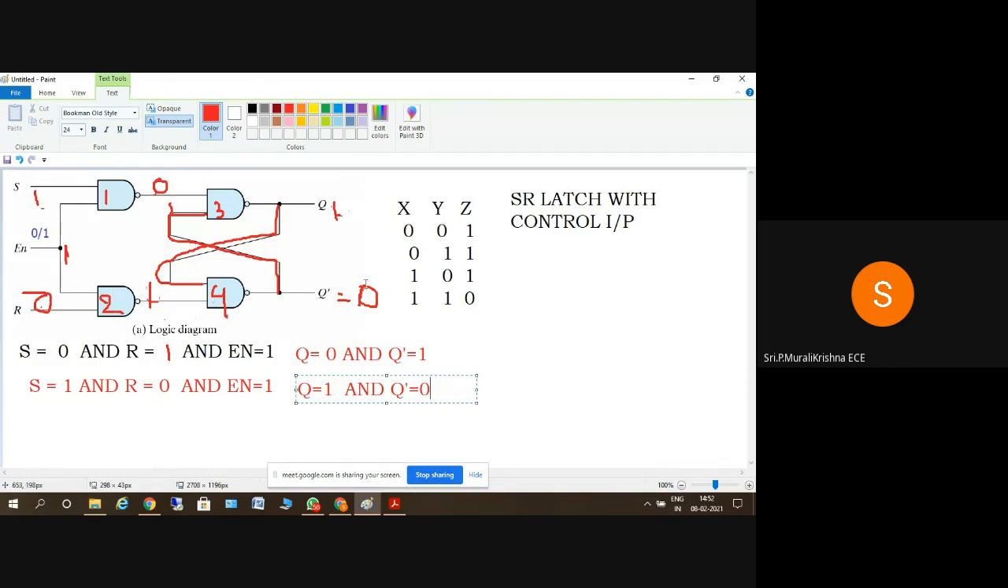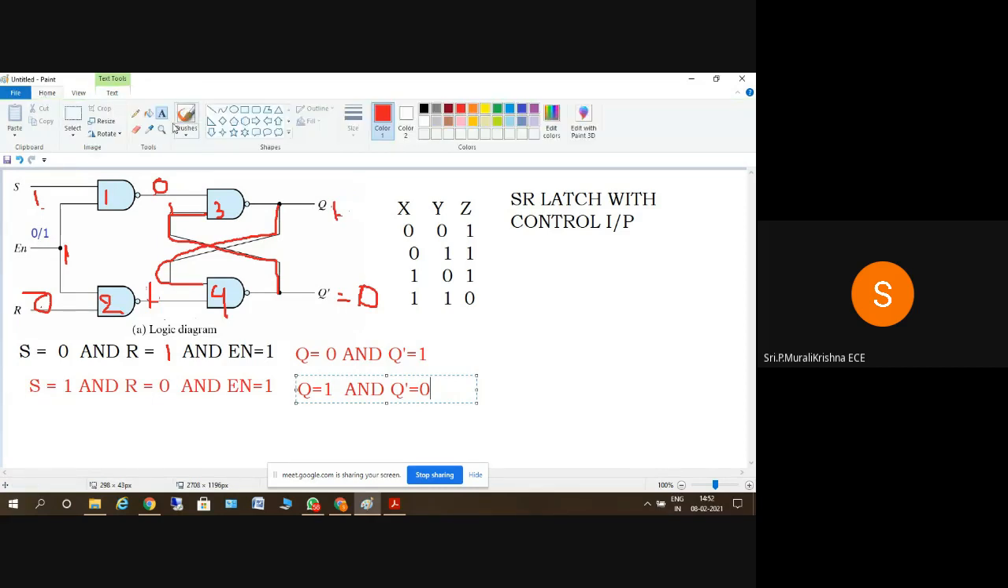NAND gates can be used as an inverter also. What I mean to say here is, NAND gates can be used as an inverter. How can we say that NAND gates are used as an inverter? You can check the truth table here. Check when two inputs are similar here. Check these two cases. When two inputs are similar, xy is equal to 0 0 and xy is equal to 1 1, what we got here is the output is 1 here and here the output is 0.